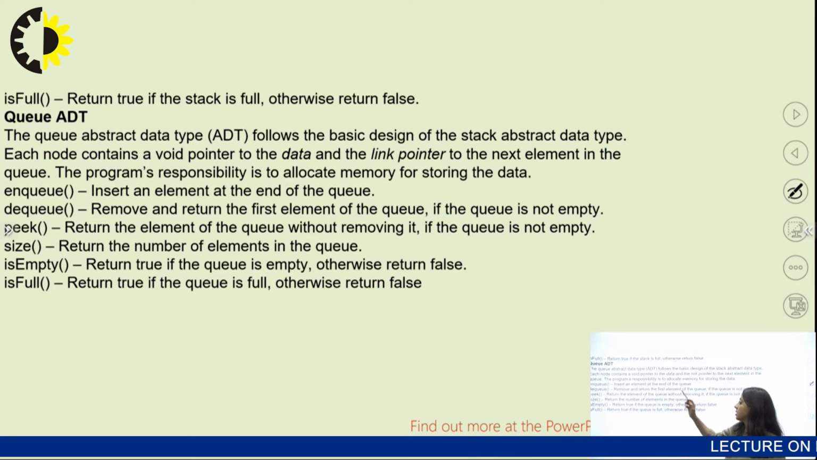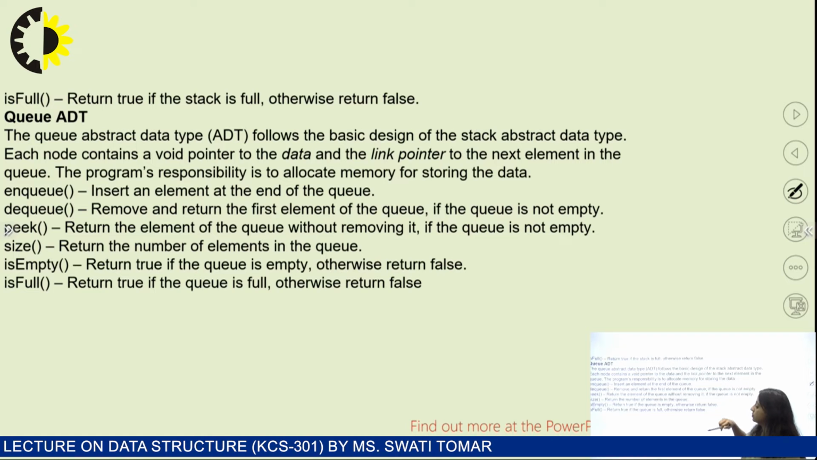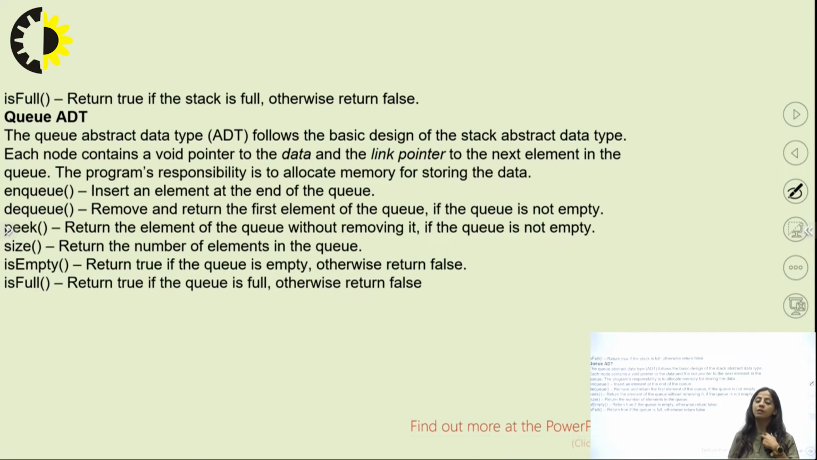These are some of the functions of QADT. NQ, what will NQ do? NQ will insert an element at the end of the queue. DQ will remove and return the first element of the queue if the queue is not empty.